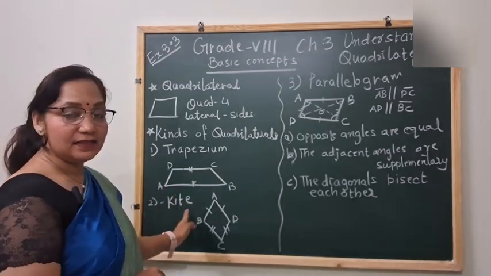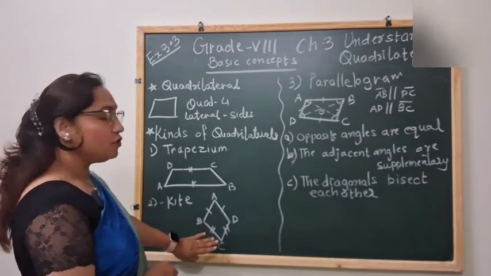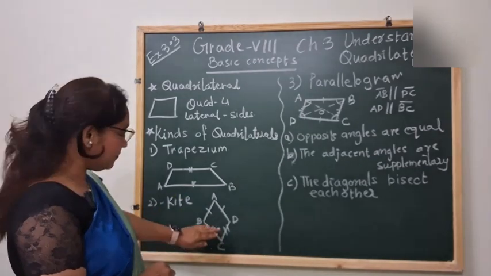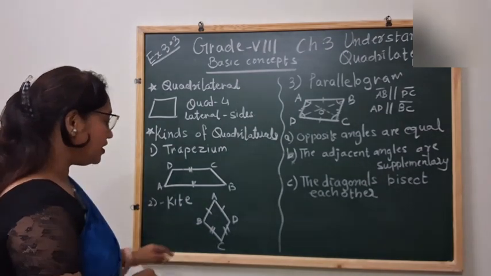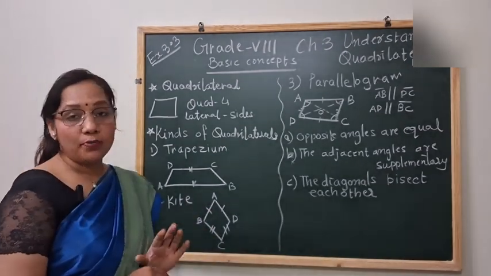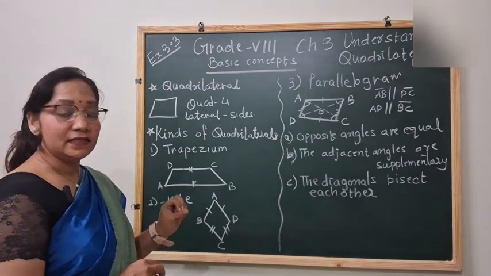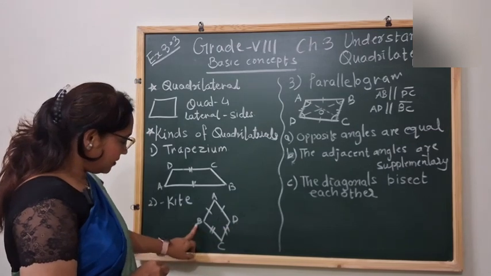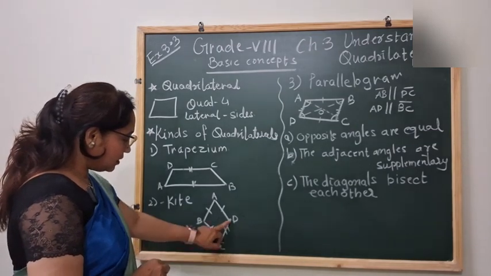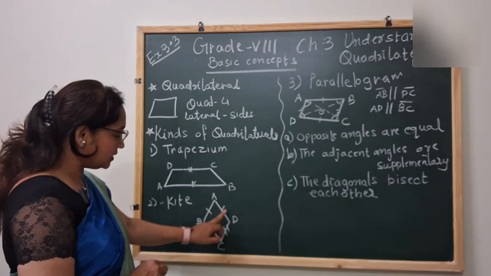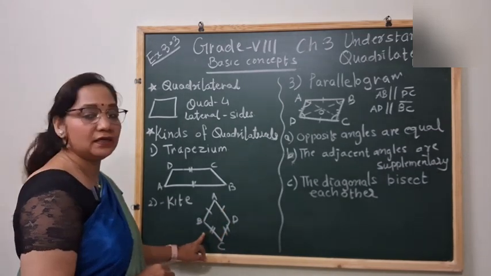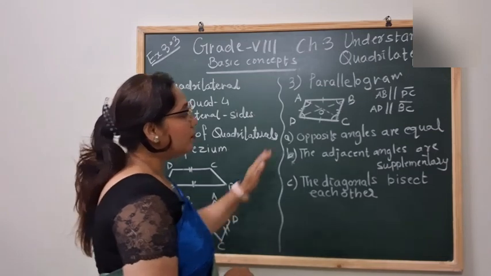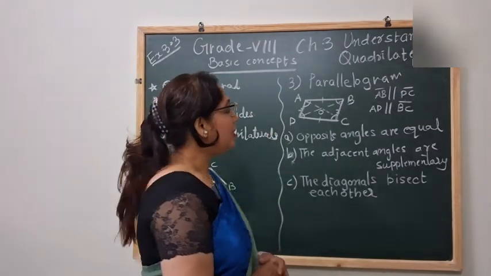What is a kite? A kite is a quadrilateral. It is a 4-sided figure and it has 2 pairs of equal sides. That means AB is equal to AD and BC is equal to DC. So these 2 sides are equal and these 2 sides are equal. This is a kite. Now moving on to the third one, parallelogram.